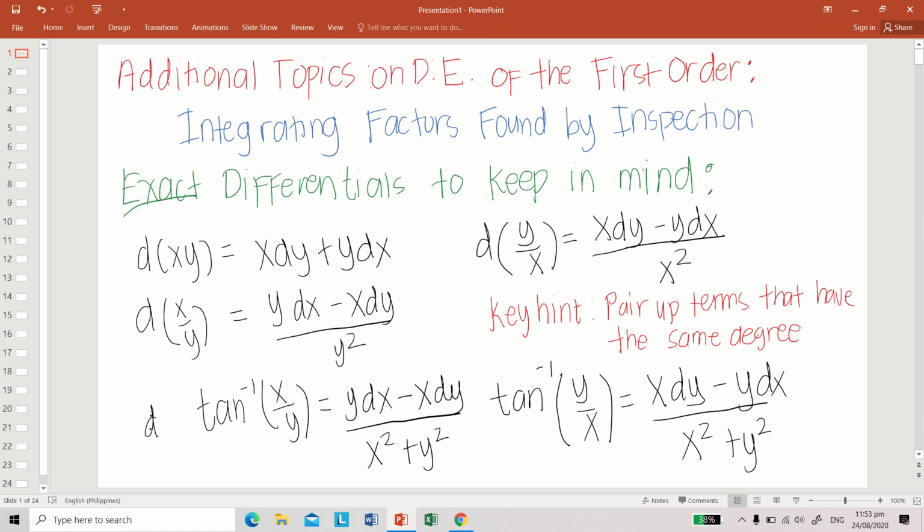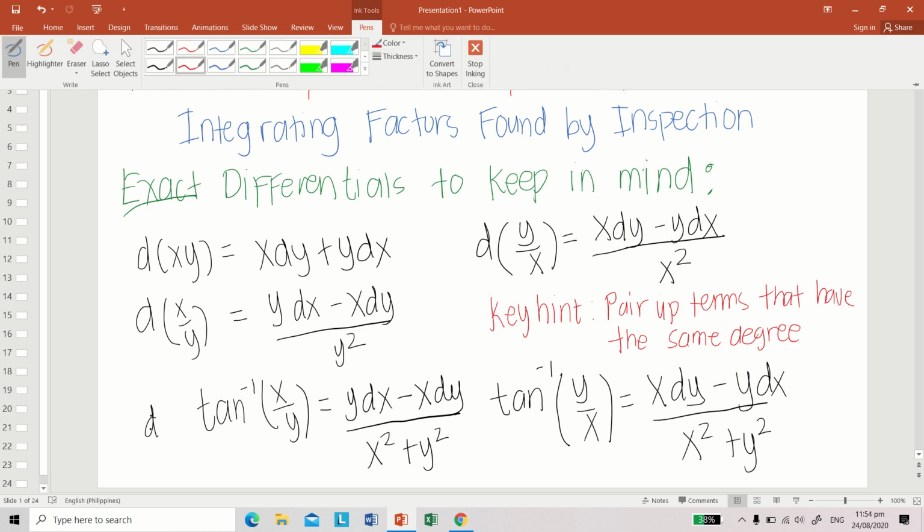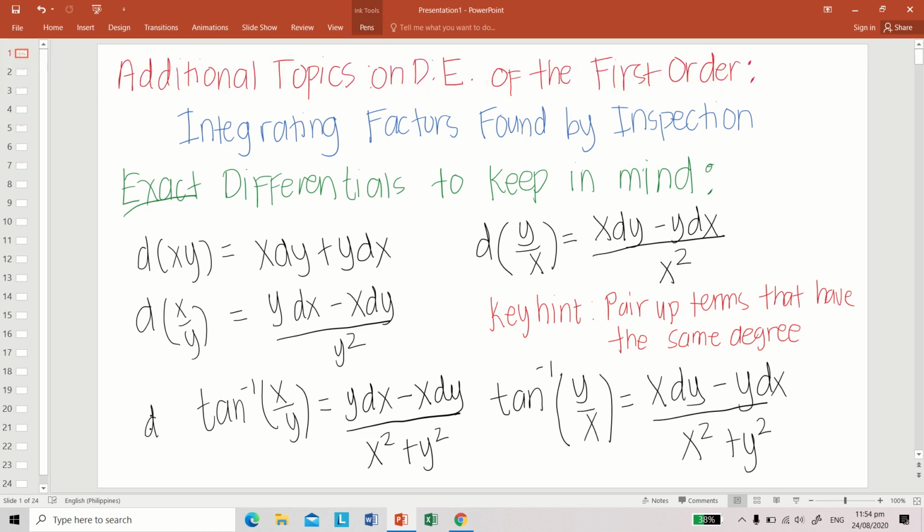So for our topic for today, it's all about additional topics on differential equations of the first order, specifically integrating factors found by inspection. So in here, these are the differentials. These are the exact differentials to keep in mind. So the first one is we have the differential of xy, which is equivalent to x dy plus y dx.